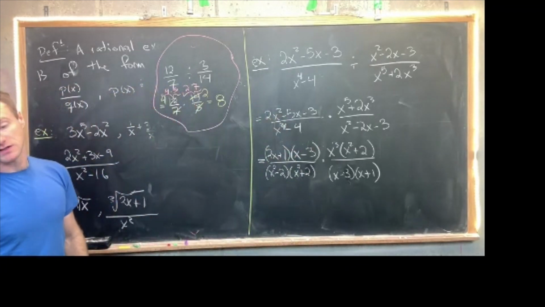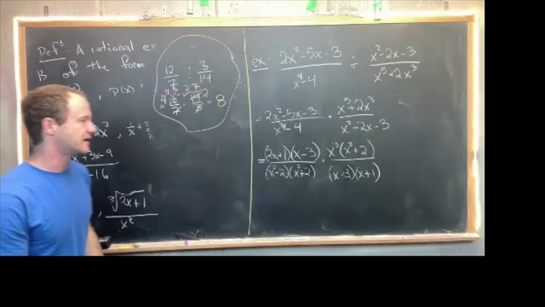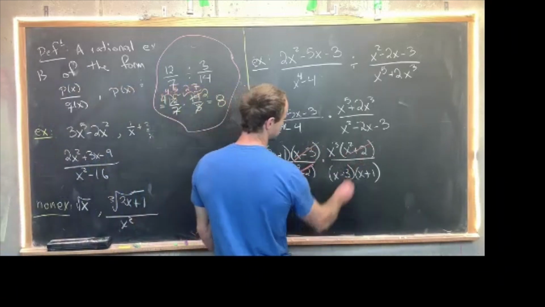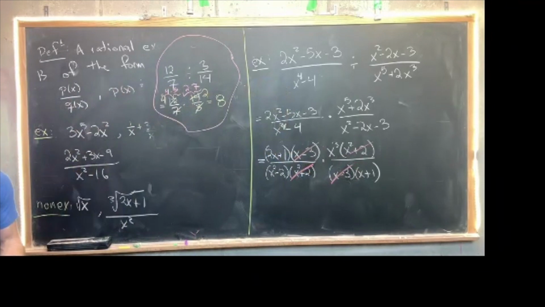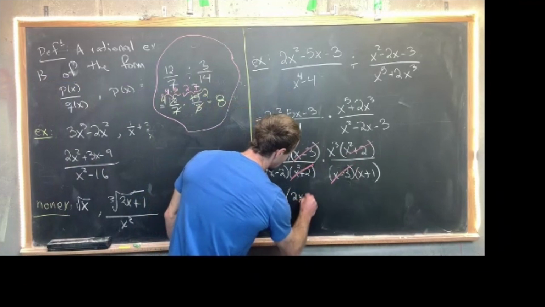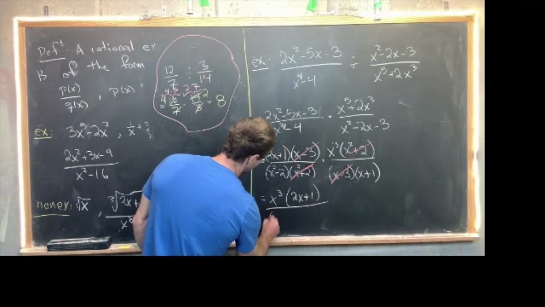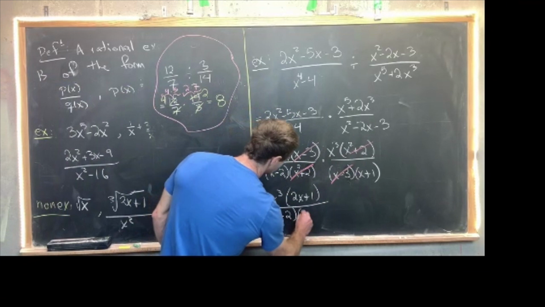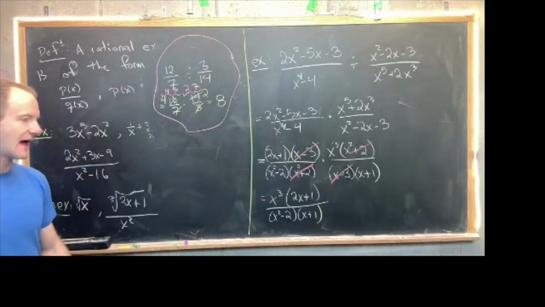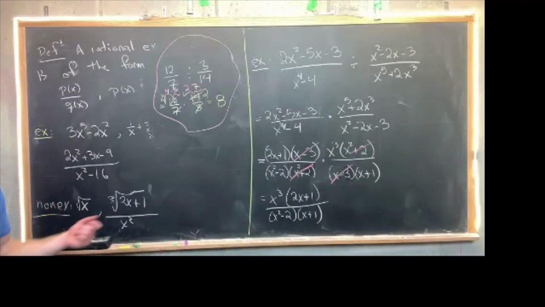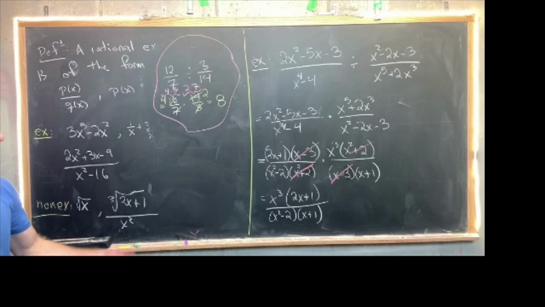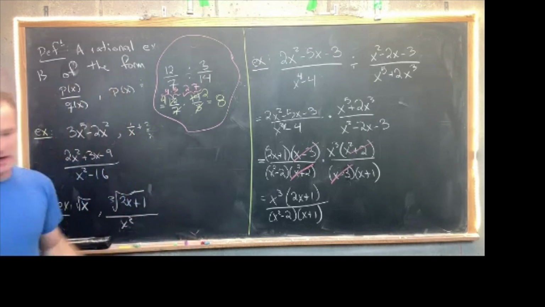So it worked. Now we can go ahead and cancel things. So notice this x squared plus 2 is going to cancel this x squared plus 2. This x minus 3 is going to cancel this x minus 3. And then we're left with x cubed times 2x plus 1 over x squared minus 2x plus 1. And as far as I'm concerned, that's done. You could multiply the numerator and the denominator out, but you get something that's equivalent. So that's as simple as we can make it. So we've got a rational expression.